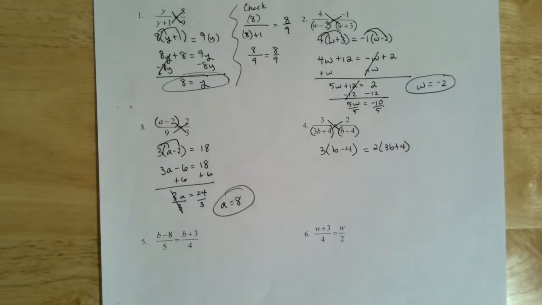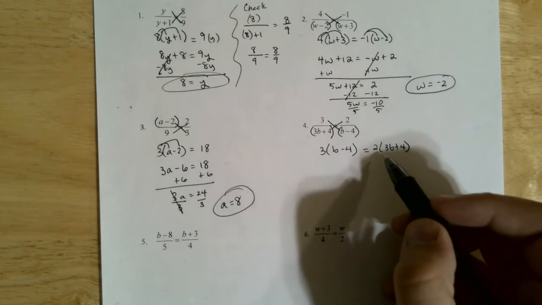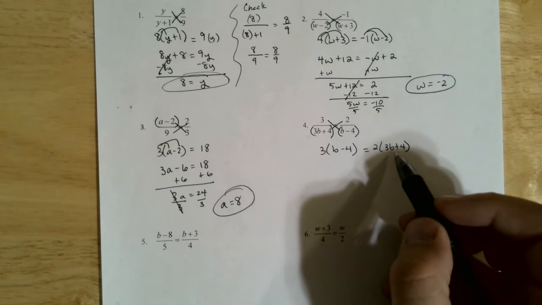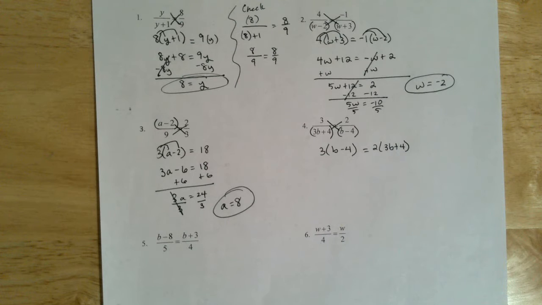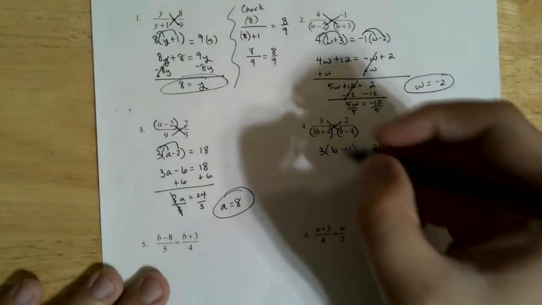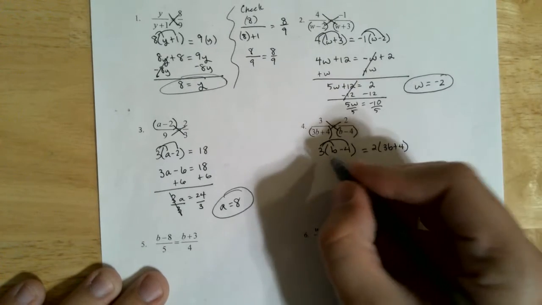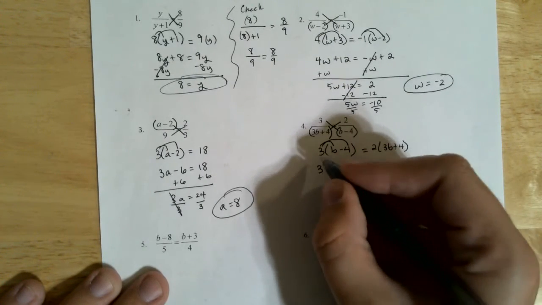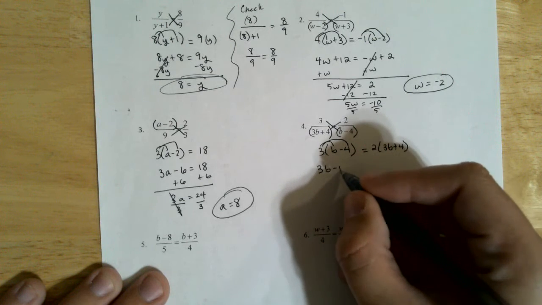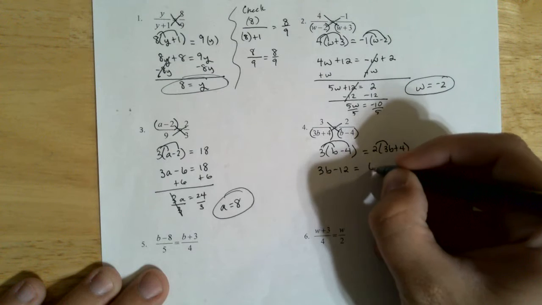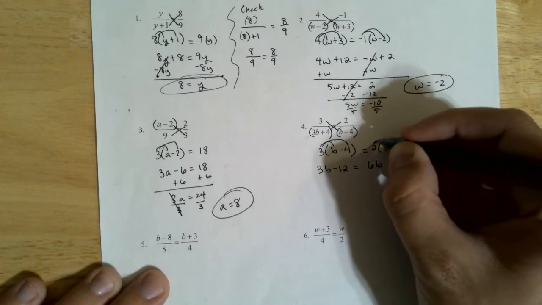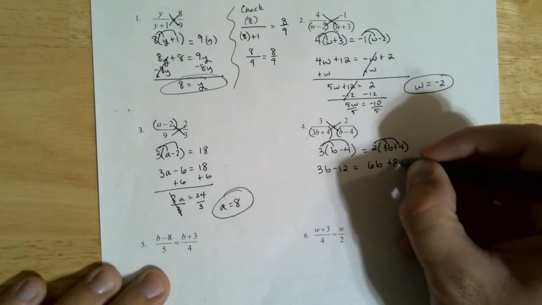Okay, now at this point, if you're wondering, does it matter which one we put first? The answer is no. If we wanted to instead write this one first, 2 times 3b plus 4 is equal to 3 times b minus 4, that would work as well. Doesn't matter which one that we write first. Okay, so get rid of the parentheses. 3 times b gives me 3b. 3 times negative 4 gives me negative 12, equal to 2 times 3b gives me 6b. 2 times 4 gives me plus 8.